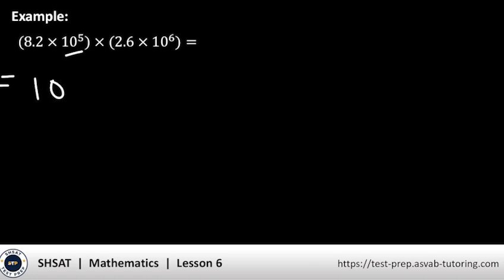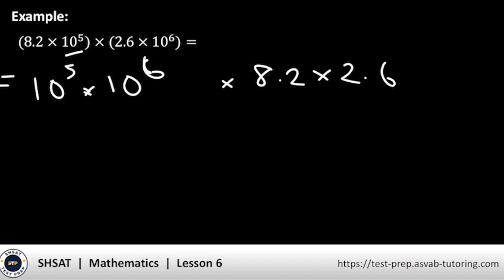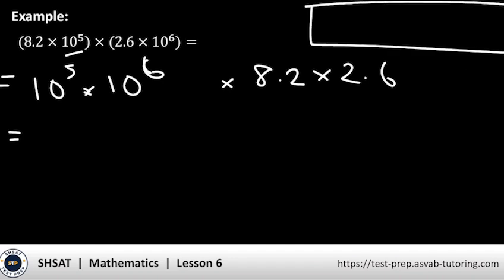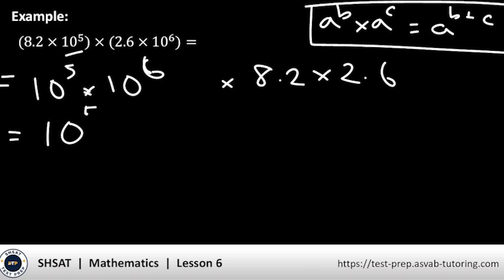You can write 10 to the power 5 with 10 to the power 6 together, and you can write these multiplications together. Wait, I am explaining it to you in just a sec. If you remember, there was a rule for indices, which was a to the power b times a to the power of c gives us a to the power of b plus c. That means 10 to the power 5 times 10 to the power 6 is going to be 10 to the power 5 plus 6, right? And then times 8.2 times 2.6, you just do that individually here.